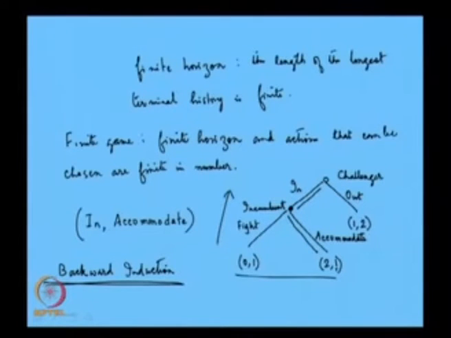Backward induction also fails if, for example, the game is an infinite horizon game, where the longest terminal history goes to infinity. In that case also, there is no final stage, and if there is no final stage, how can you go backward? Here the idea is that you start from the final stage and come backwards, but if there is no final stage, backward induction logic does not apply. So, that is again another problem of applying backward induction.